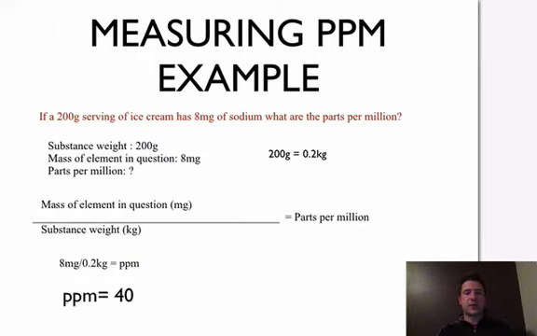Anyways, let's get to an example and talk about what we're doing. We're measuring parts per million. The example we have is in red: if a 200-gram serving of ice cream has 8 milligrams of sodium, what are the parts per million?